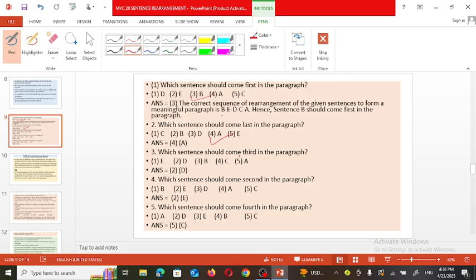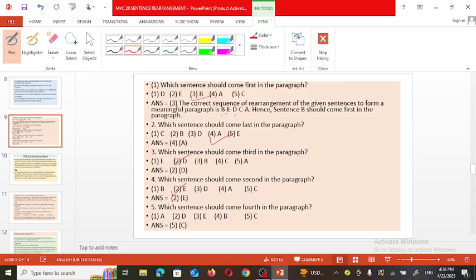Which sentence should come third in the paragraph when we are arranging the sentences like this: B, E, D, C, A? So the third will be D. Which sentence should come second in the paragraph? So second means E. So where is E given in this question?